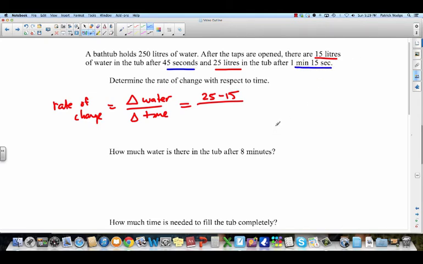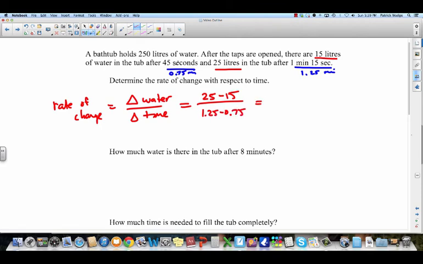I think a better way to do this might be to do this in minutes, because we're not really interested in the change in water per second. I mean, that's not going to be very much. We're interested more in how much water change there is in minutes. It seems more sensible. So how many minutes is this if it goes from 45 seconds, which is 3/4 of a minute, right? Maybe I'll put that 3/4 or 0.75 of a minute, to 1 minute and 15 seconds. Well, that's 1 minute and a quarter, 1.25 minutes. So it would be 1.25 minus 0.75.